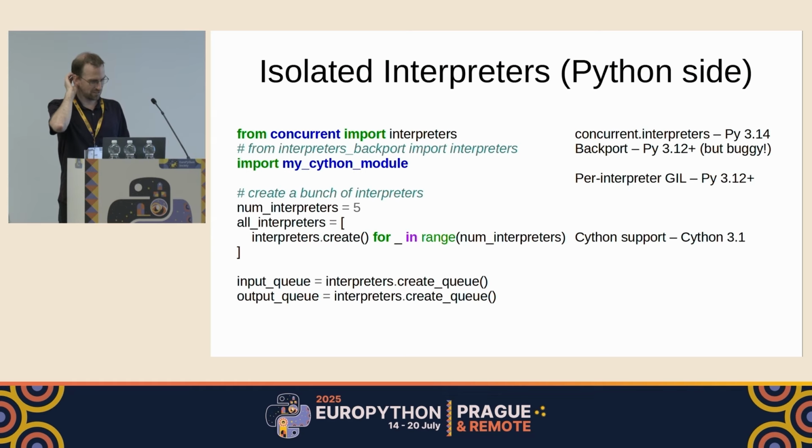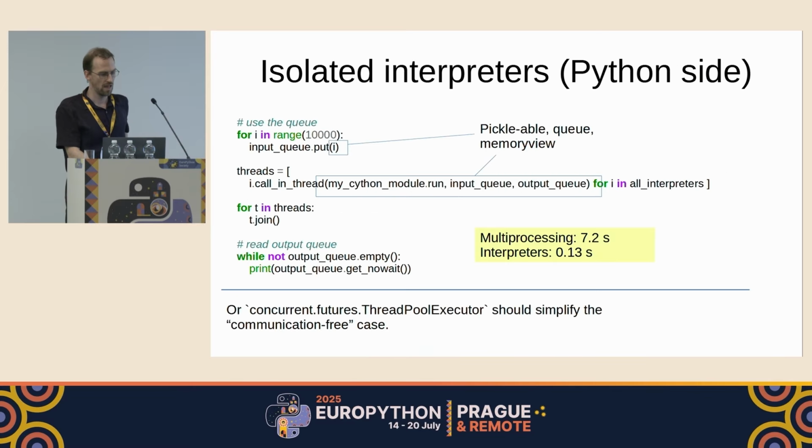So just to illustrate the point, the Python side of it is this. You import the module from the standard library, you create a bunch of interpreters, you can set up queues. There is a backport which gets you to Python 3.12, but my impression is it's buggy. The per-interpreter global interpreter lock, which lets things run well in parallel, is from Python 3.12 as well. So that's the limit of your useful support.